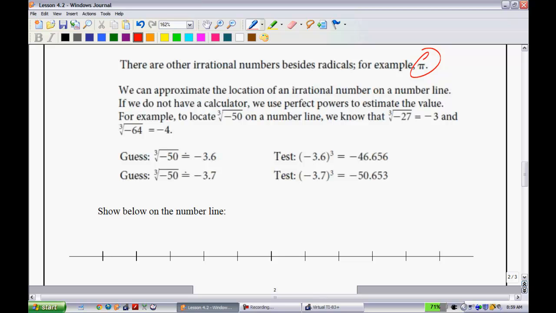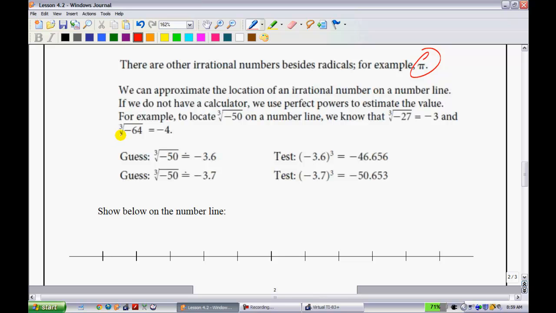All right. So, for example, to locate the cube root of -50 on a number line, what you have to look for, and this might remind you of what you did in grade 8, but now we're just kind of kicking it up a notch because we might be dealing with perfect cubes, to the 4th power, those types of things. So it's getting a little bit more crazy on us.